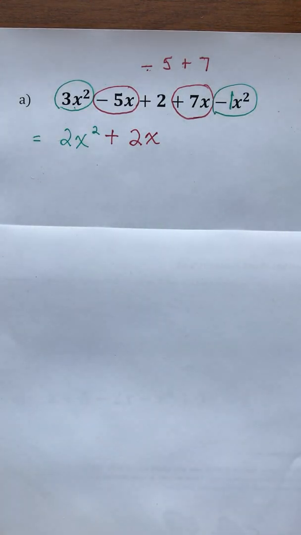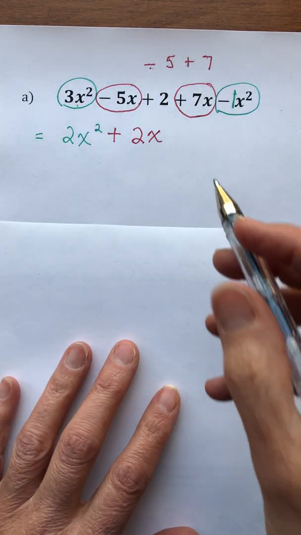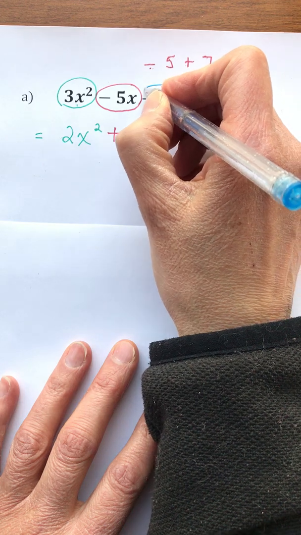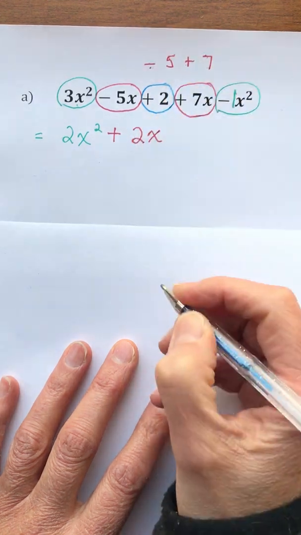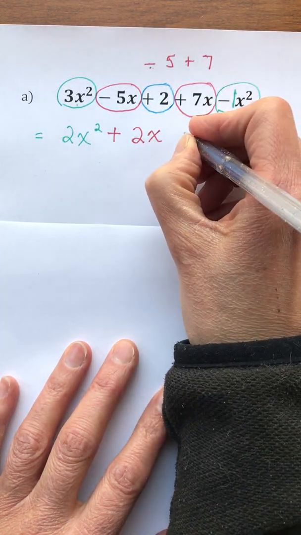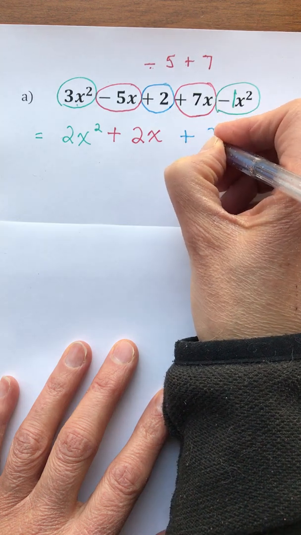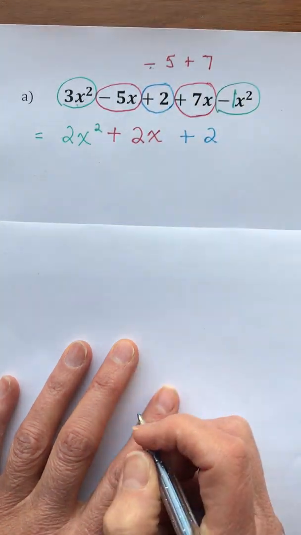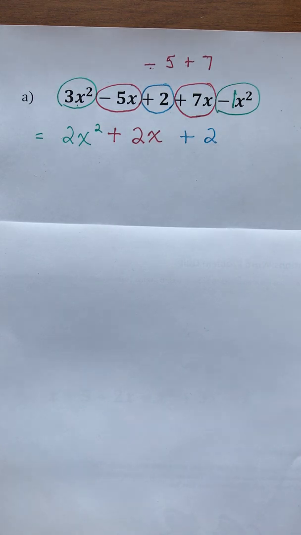And then the last step is to take a look at those units, or the ones that are just numbers. And here we just have a plus 2. There's nothing else to add to it. So our final answer would just be that plus 2 copied down there. Okay, let's try another one.